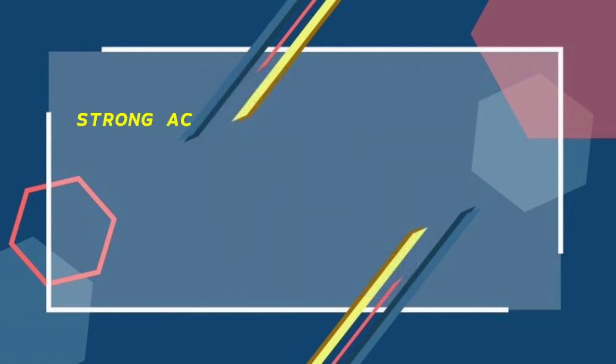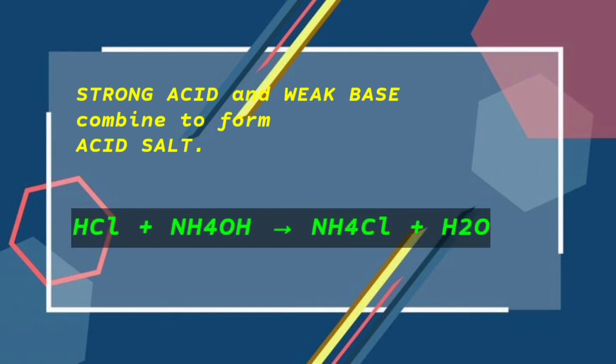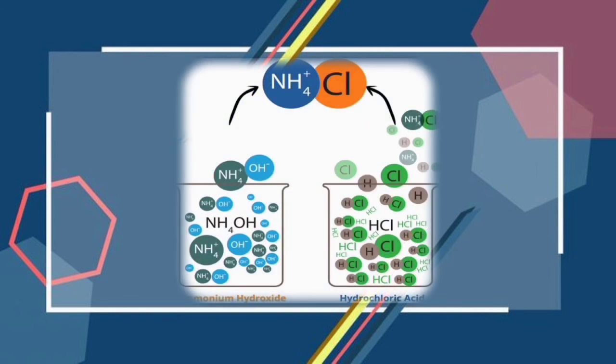Now strong acid and weak base combine to form acidic salt. HCl is a strong acid. NH4OH is a weak base. So they form acidic salt, which is NH4Cl. So NH4OH and HCl form NH4Cl.